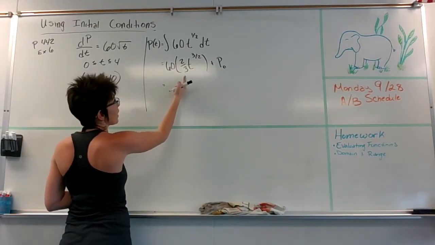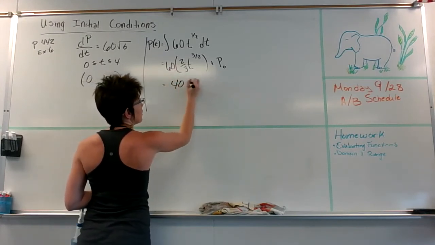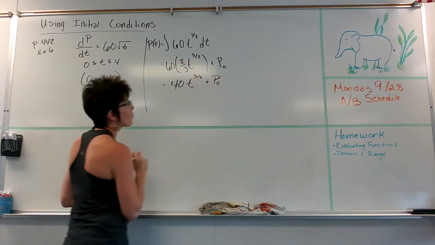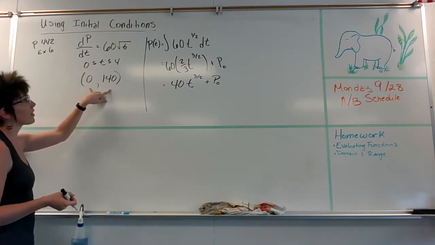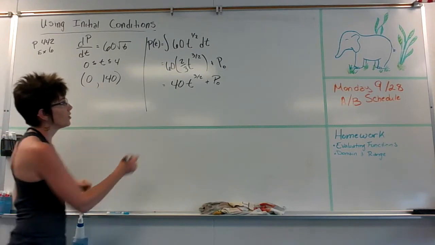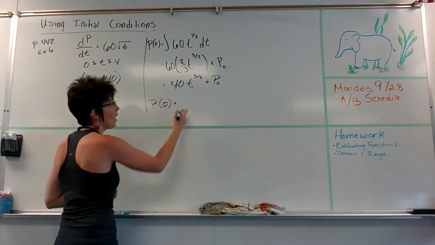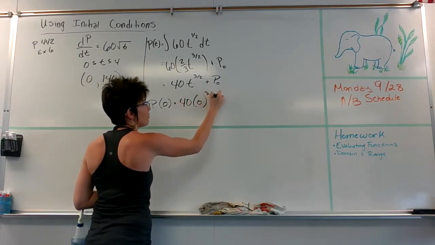Okay, so let's go ahead and simplify all this down. And I get something like 60 divided by 3 is 20, times 2 is 40. t to the 3/2 power plus P naught, or initial population. Okay, so the initial condition they give us is that at time 0, there were 140 fish. So that means when time is 0, P of 0 is equal to 140 fish.